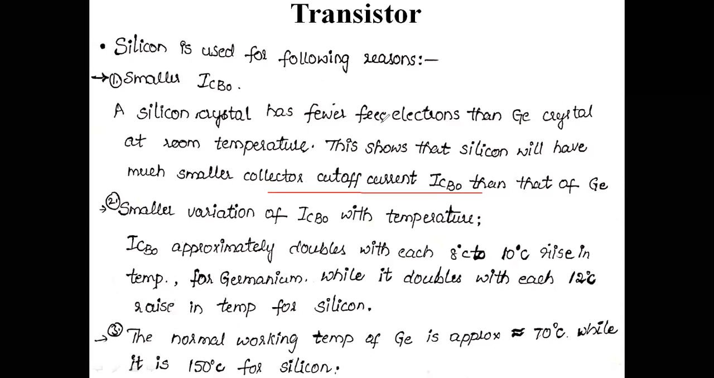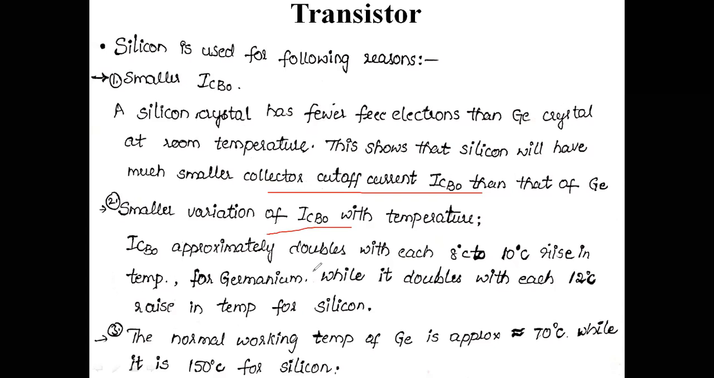That is, fewer free electrons. The silicon crystal has fewer free electrons than the germanium crystal at room temperature. This shows that silicon will have much smaller collector cutoff current, that is ICB0, than germanium. Small variation of ICB0 will take place with respect to temperature. That means stable. Silicon is more stable compared to germanium.